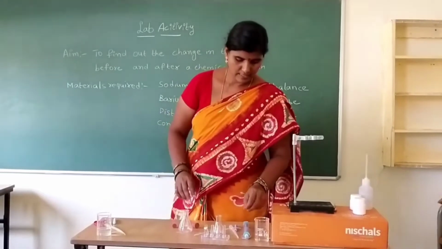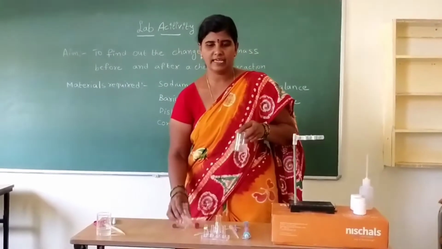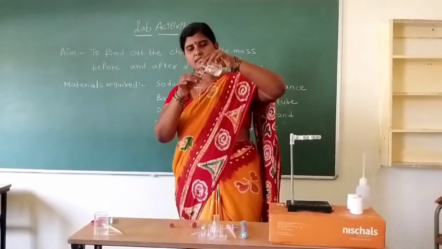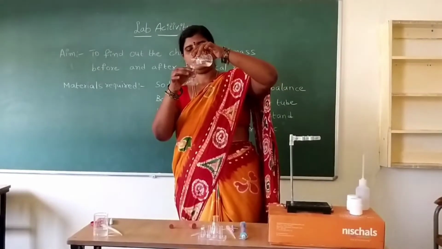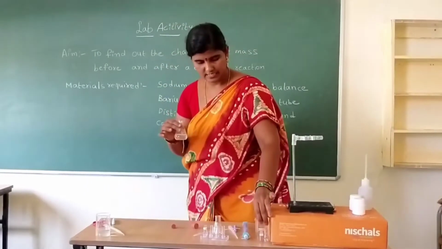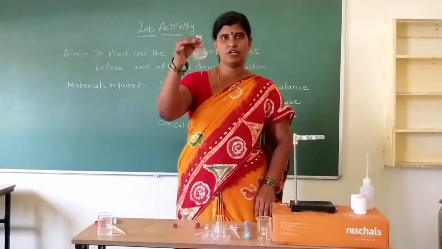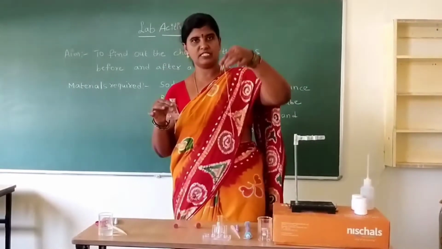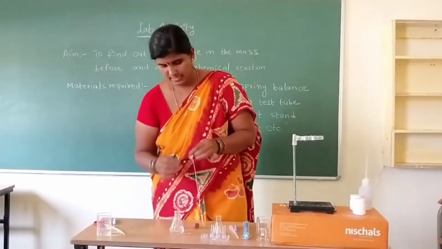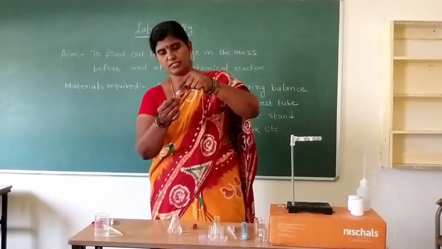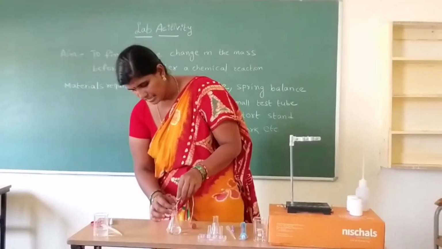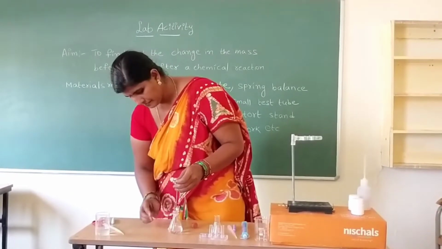Then hang the test tube. After hanging, then take sodium sulfate solution carefully without mixing into this one. So we are taking the sodium sulfate solution. This is one item and this is another item. This is barium chloride and this is sodium sulfate. Then place the test tube into it without touching the solution. Observe this carefully, children.